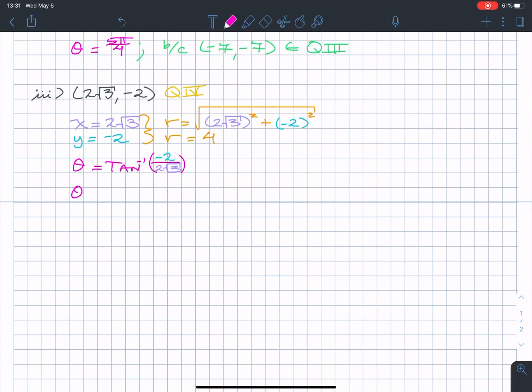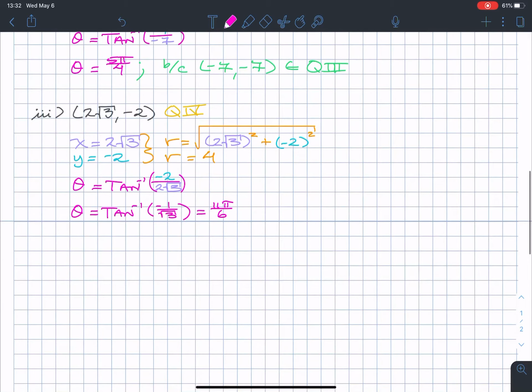So I have that theta is inverse tangent. Oh, do you know what I forgot to do? I need to go back. And this is going to be negative 1 over root 3, which is in quadrant 4. So that corresponds to an angle of cosine being the longer guy and sine being the shorter guy. So that's a 30-degree reference angle, which is 11 pi over 6 in quadrant 4.